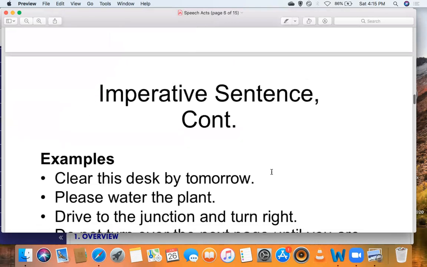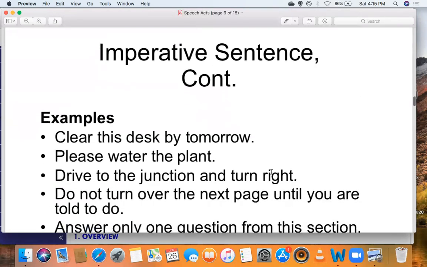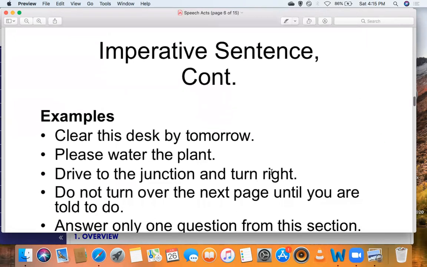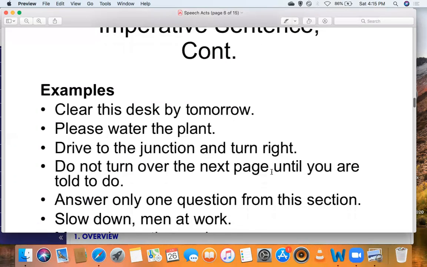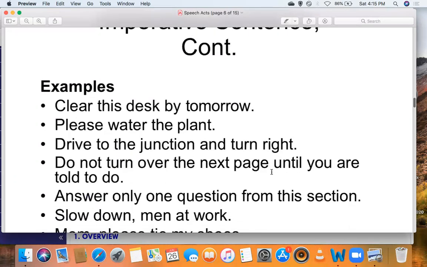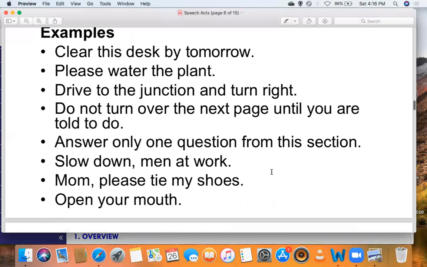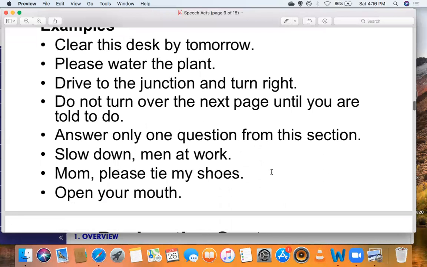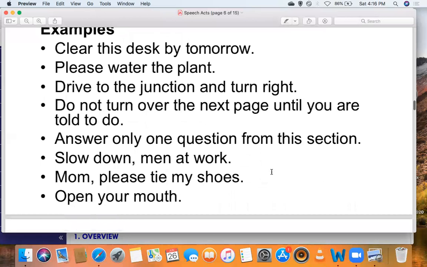Then we have examples of imperatives. So we have examples of different kinds of imperatives. You have the hard and soft imperatives. Number one, clear this desk by tomorrow. That sounds like a hard imperative. Please water the plant. That sounds like a softer imperative. And then you have the rest. Drive to the junction and turn right. Do not turn over the next page, and so forth. So these are examples of different types of imperatives.